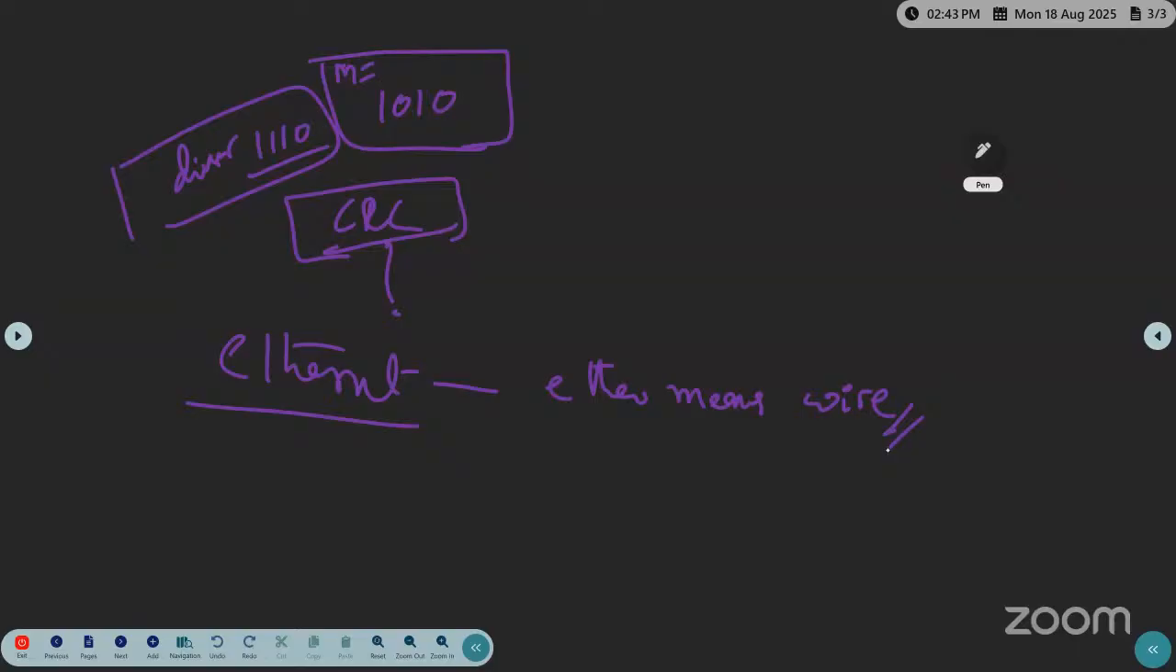If you go for Giga Ethernet, that should have 1000 Mbps. What is Mbps? Standard Ethernet gives 10 Mbps, fast Ethernet gives 100 Mbps.